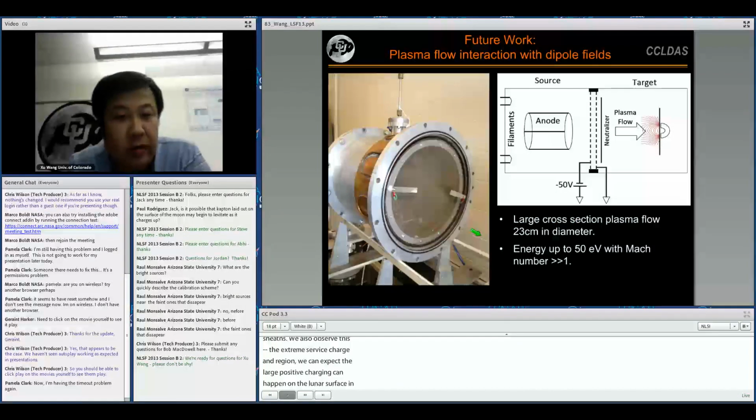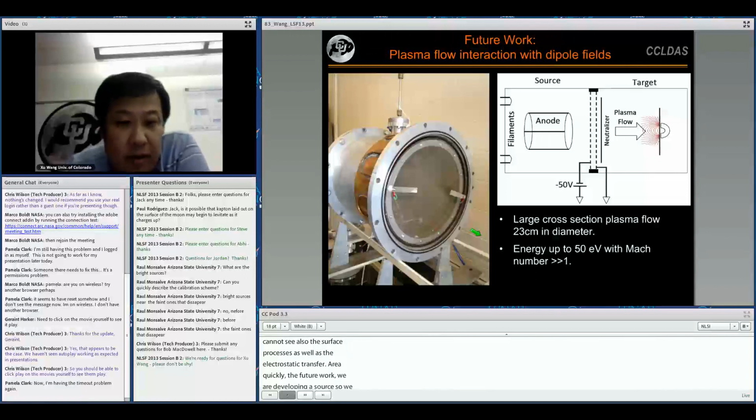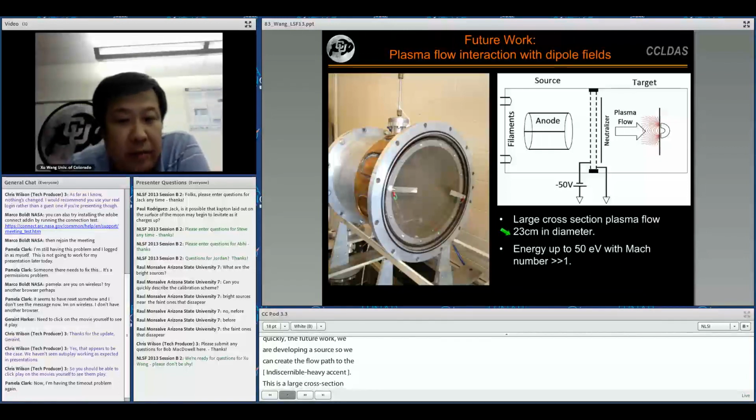Very quickly, the future work. We are developing an ion source so that we can create a flowing plasma to emulate the solar wind. This is a large cross-section ion flow, 20 centimeters in diameter. The energy is low, about 50 eV, way lower than the solar wind, but the Mach number is much larger than 1, so it's comparable to the solar wind. So we can still study similar physics.